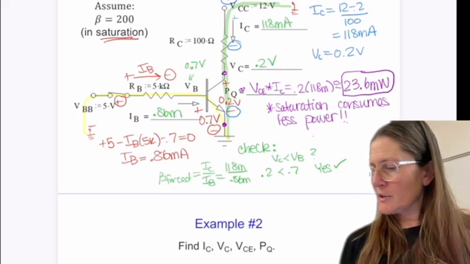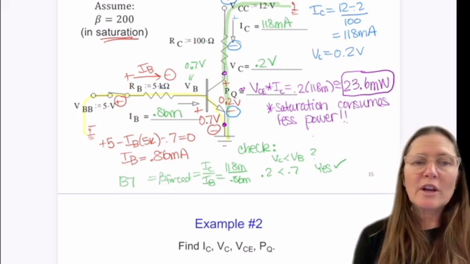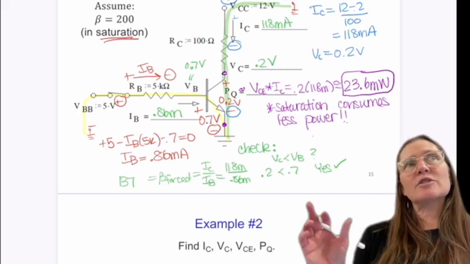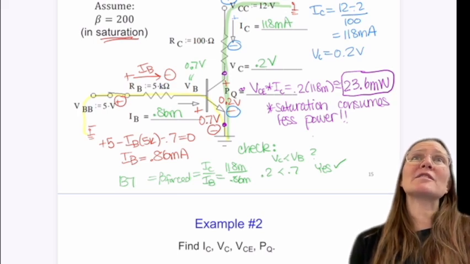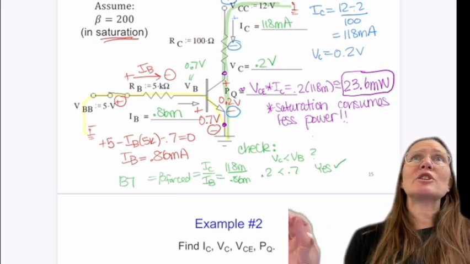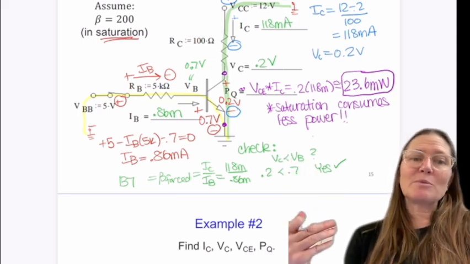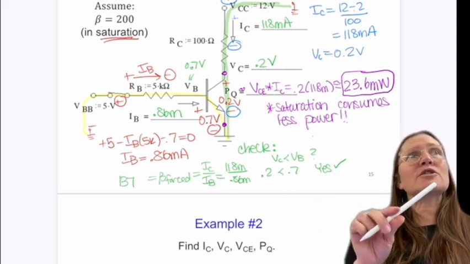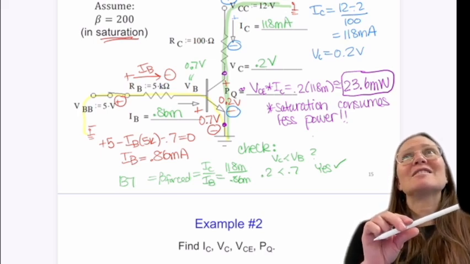And so you end up getting 137. So the 137 is actually higher than 100. If you had assumed beta was 100, you would be very questionable whether this really was staying in saturation or not. If your beta is 200, then 137 would be accurate to say, yes, I'm in saturation. So depending on your transistor, this circuit could be in active mode instead of saturation.